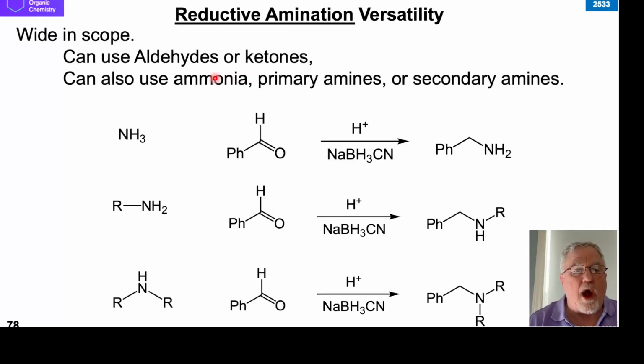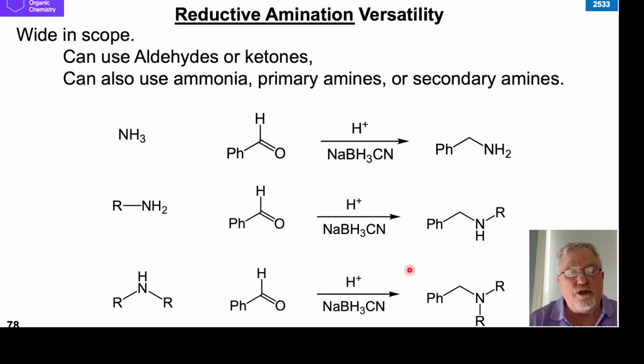This reaction's wide in scope. We can use aldehydes or ketones. We can also use ammonia. If we use ammonia, the iminium cation we would make does not have any alkyl groups on it. When we do the reduction, we just get a primary amine. If we use a primary amine on the iminium cation, there is an alkyl group attached to the nitrogen, and we get our secondary amine.